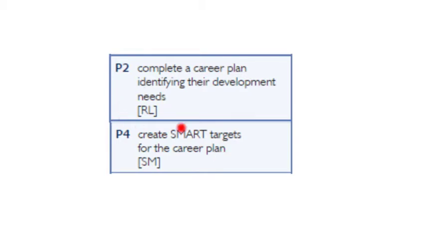If you're wondering what RL stands for, that's for Reflective Learner, and SM stands for Self-Manager. So that's what these two criteria aim to promote in you: reflective learning and good self-management.